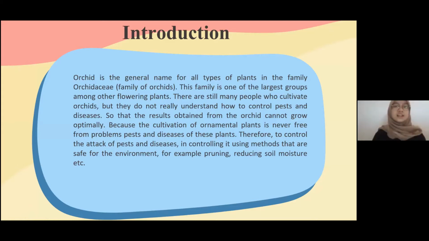Introduction. Orchid is the general name for all types of plants in the family Orchidaceae. This family is one of the largest groups among other flowering plants. There are still many people who cultivate orchid, but they don't really understand how to control pests and disease, so that the result obtained from the orchid can grow optimally. Because the cultivation of ornamental plants is never free from problems, pests, and disease of these plants. Therefore, to control the attack of pests and disease, we use methods that are safe for the environment, for example, pruning, reducing soil moisture, and etc.